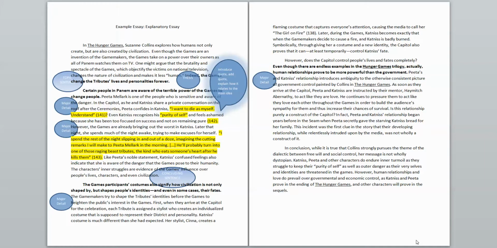The body paragraphs. Body paragraphs each contain a topic sentence. The topic sentences are like pieces of the thesis. Each one of these topic sentences provides one idea that helps you understand more about the thesis statement's idea.